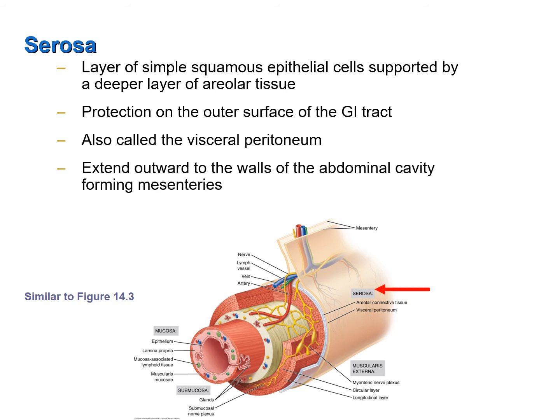Notice that there are extensions of the serosa that envelop blood vessels and nerves that extend from the GI tract. These mesenteries, as they are called, not only protect these blood vessels and nerves that serve the GI tract, but they also extend to the walls of the abdominal cavity and help anchor the GI tract in place. Let's talk more now about the peritoneum.